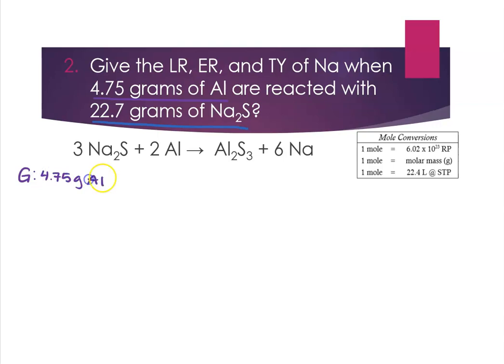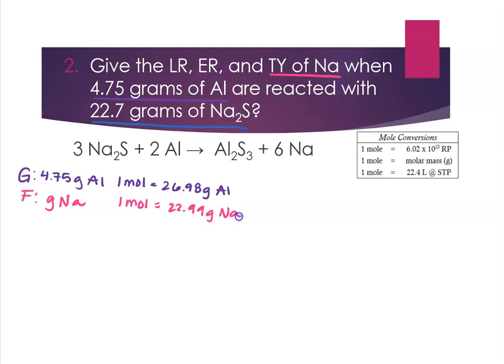4.75 grams of Al. And then what are we trying to find? We're trying to find the theoretical yield of Na. So theoretical yield, if we're not given a unit, we default to grams. So we already found the molar mass of aluminum by looking at the periodic table. And then the molar mass of Na, we can do the same thing. We look at the periodic table and we get those values. All right, so now we set up our problem.